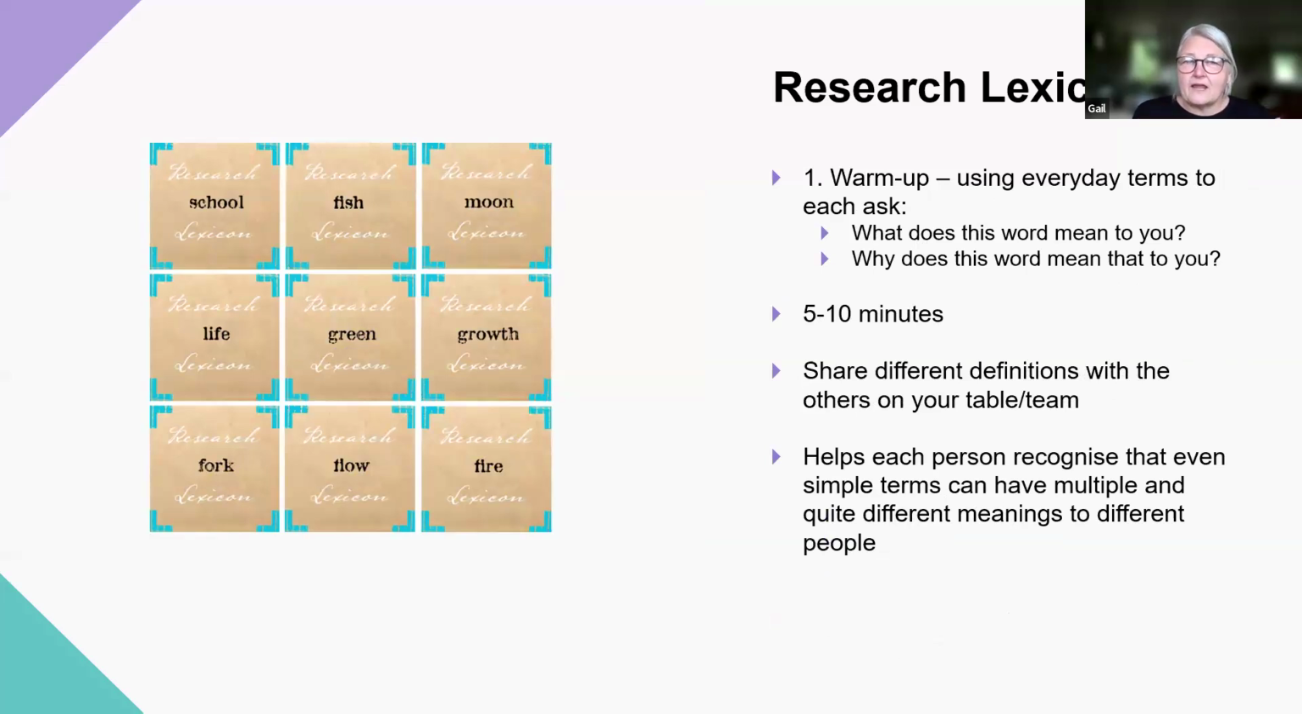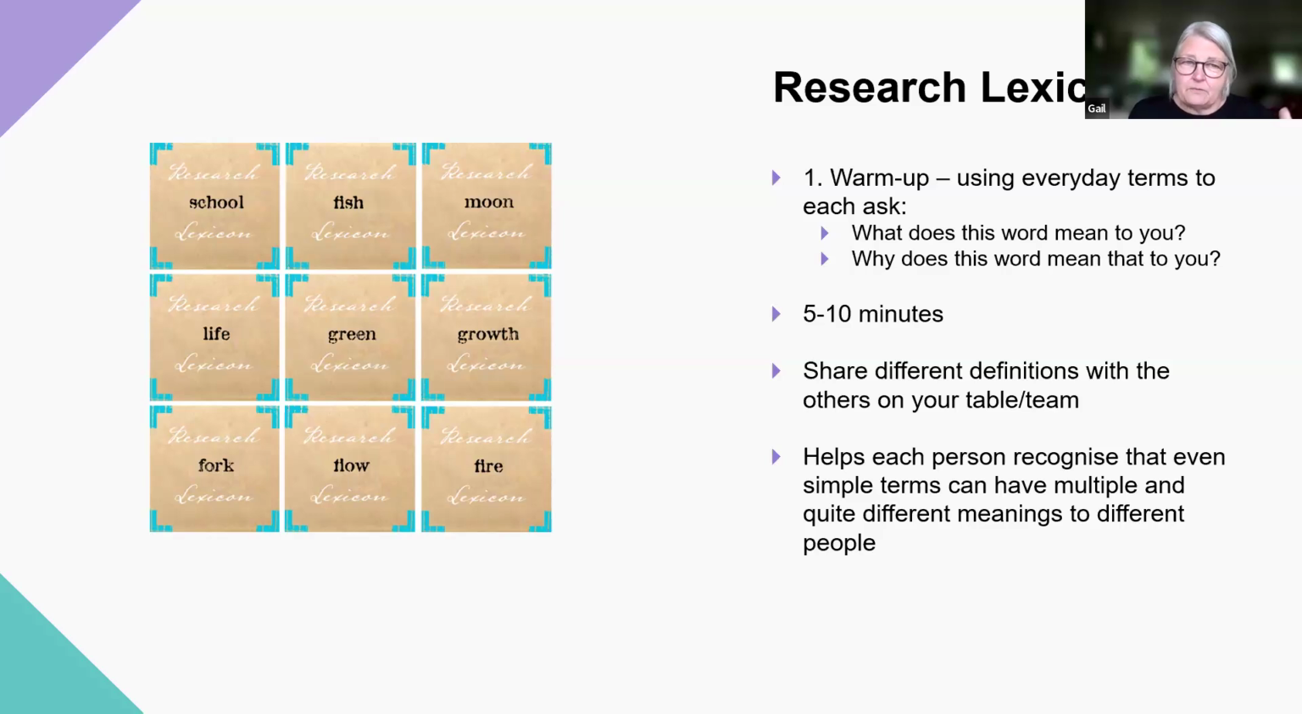This is a very quick, 5 to 10 minute exercise where people just turn something over, for example, fork. What does this word mean to you? Why does this word mean that to you? You can then share the different definitions in the team, and it helps each person recognize that even simple terms can have multiple and quite different meanings to different people. So fork, for example, depends whether you feel like you're having a moment where you have to decide what you're going to do next or whether you're waiting for dinner. So it just means different things, and working in that quick way shows how people have these different understandings.